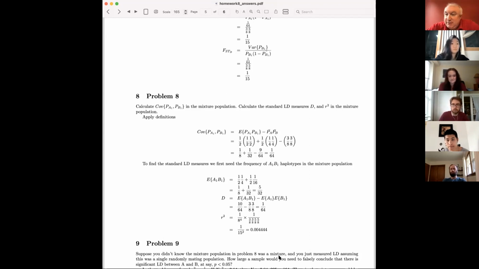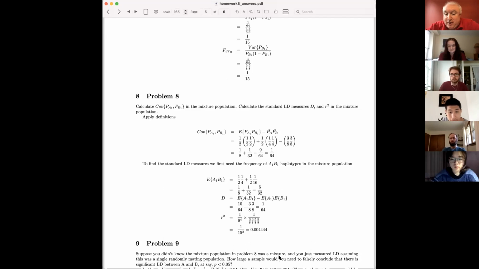Does this make sense? We've gone through a lot of algebra with a lot of numbers that are actually identical, and we've done it so that we can develop this sort of feel that linkage disequilibrium in a mixture looks very much like variances and covariances in allele frequencies within the population that gave rise to the mixture.